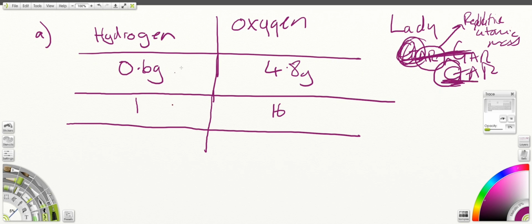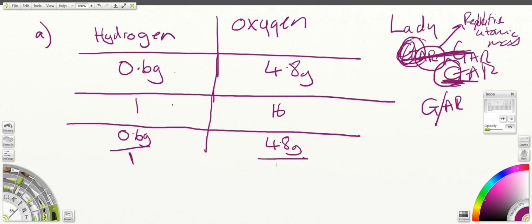Now I need to divide the grams by the relative atomic mass. Again, the Gaga comes into use. The G needs to be on top, the grams needs to be on top, and the other bit needs to be at the bottom. That's why I call it the Gaga method. So it's to remind you that the grams goes on top and the relative atomic mass bit from the periodic table goes at the bottom. Same with here. So it's 4.8 grams at the top, the Gaga method, divided by 16.